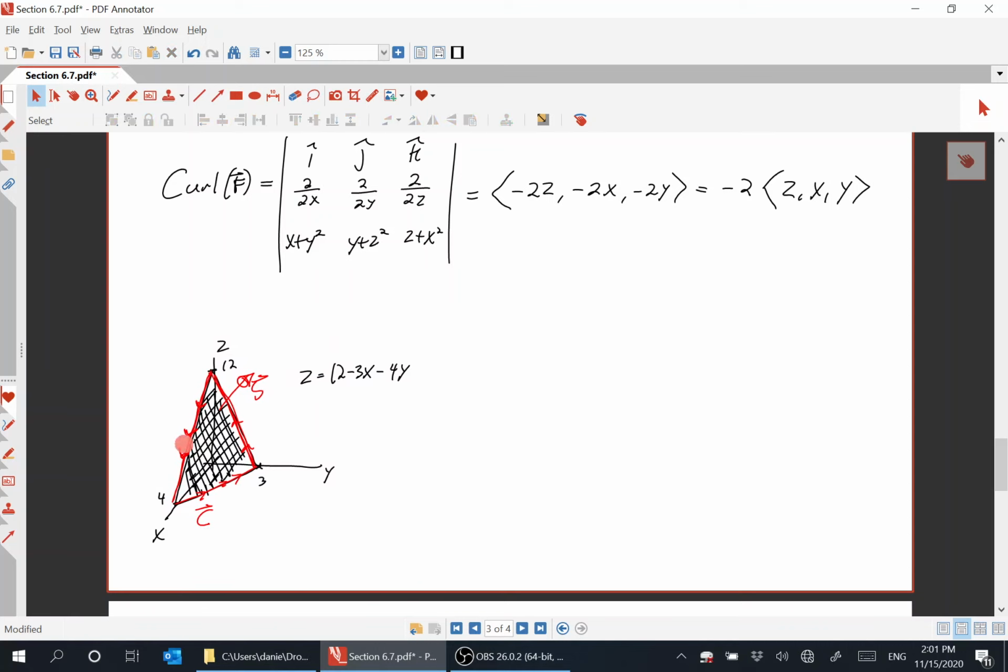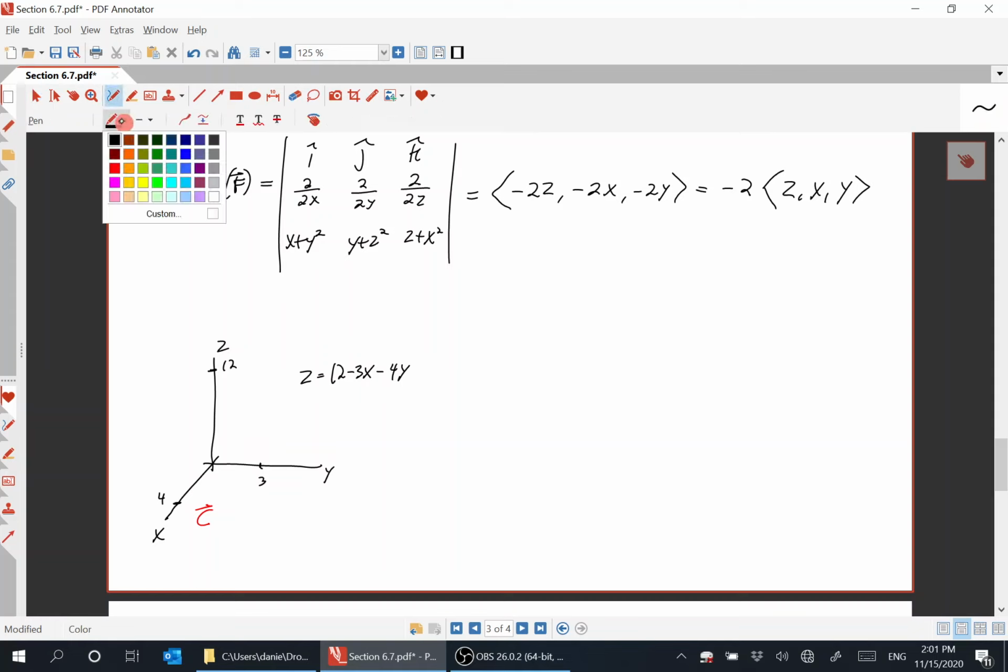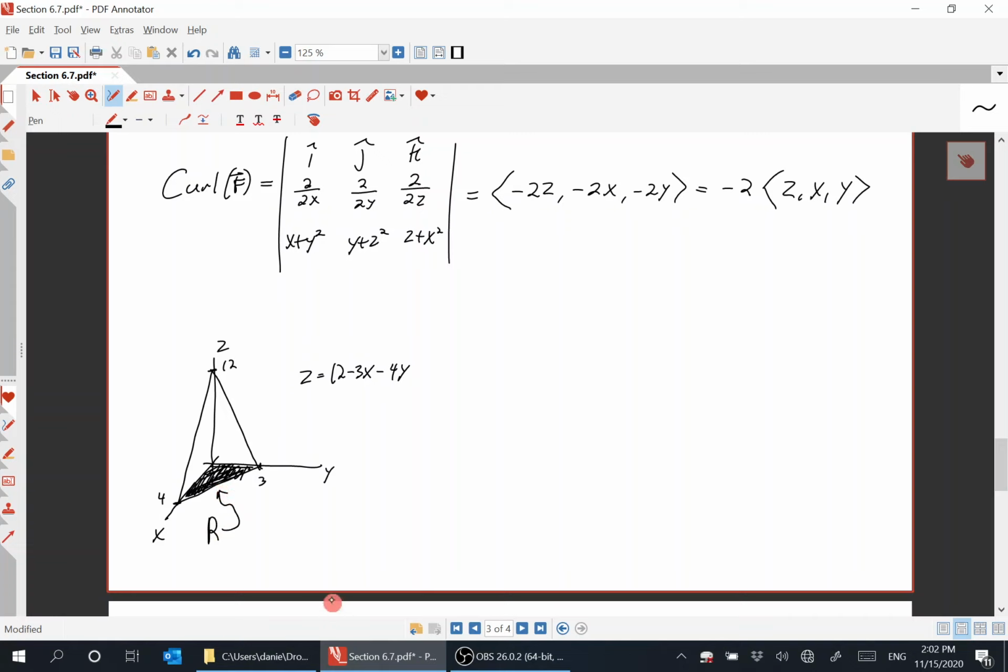All right, here's that surface. Now we need to parameterize, and I'm just going to use the standard or trivial parameterization. The trivial parameterization of this surface, the region for x and y, is right here. So the region in x and y is right there. The parameterization is r of x, y equals x, y, and z is this.